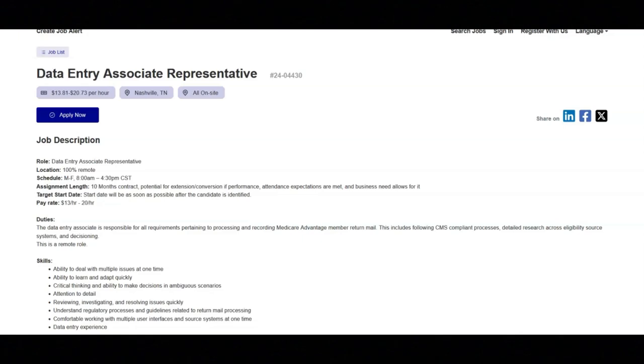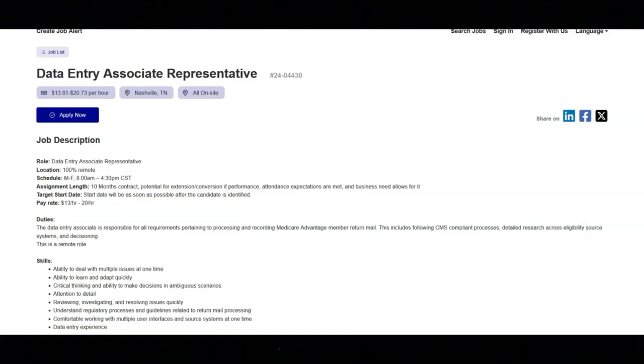The next job is with Rickenbaker Avation, and they're looking for a data entry associate representative. For this job, you'll be responsible for all requirements pertaining to processing and recording Medicare Advantage member return mail. This includes CMS compliant processes, detailed research across eligibility source systems, and decisioning.